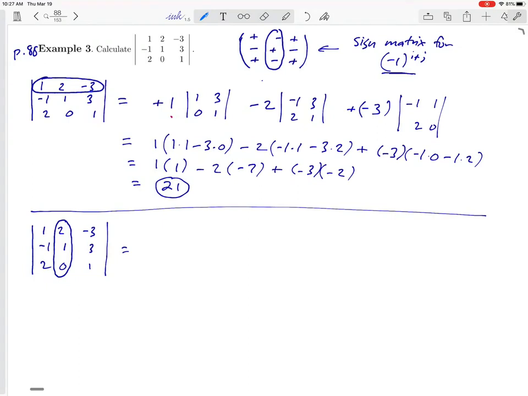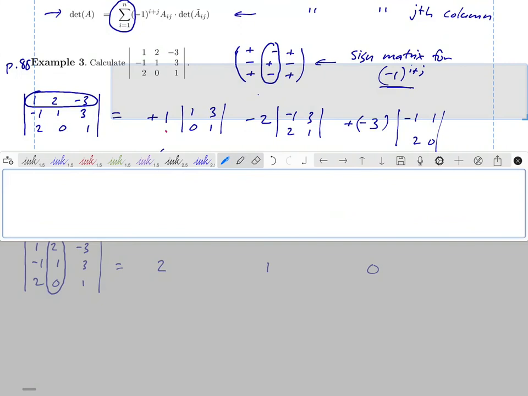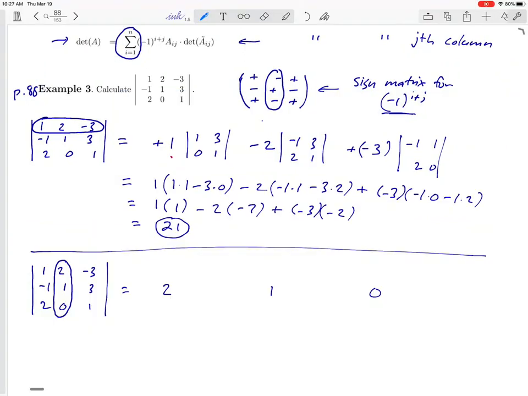Okay, and if we repeat the same steps that we did before, we're going to start by writing down the 2, 1, and the 0. Okay, those are just the entries in the second column. Okay, and then we're going to put the signs in front of those numbers that appear up here at the top in our sign matrix. Okay, from top to bottom, minus, plus, minus. All right, and then we need the 2x2 tilde matrices that go with those three entries.